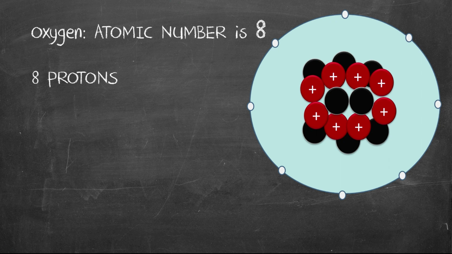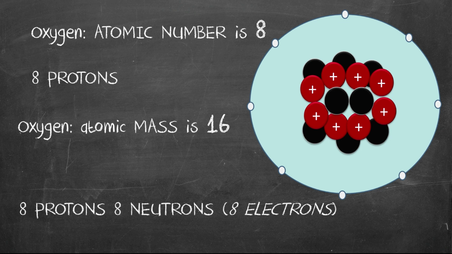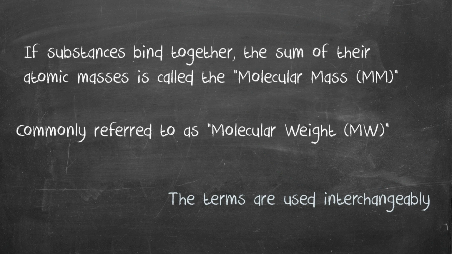So oxygen has an atomic number of 8. It has 8 protons, but it has an atomic mass of 16 because it is made up of 8 neutrons, 8 protons, and 8 electrons, which have vanishingly small mass. If substances bind together, the sum of their atomic masses is called the molecular mass, and that is sometimes also called the molecular weight. So molecular weight and molecular mass are used interchangeably.